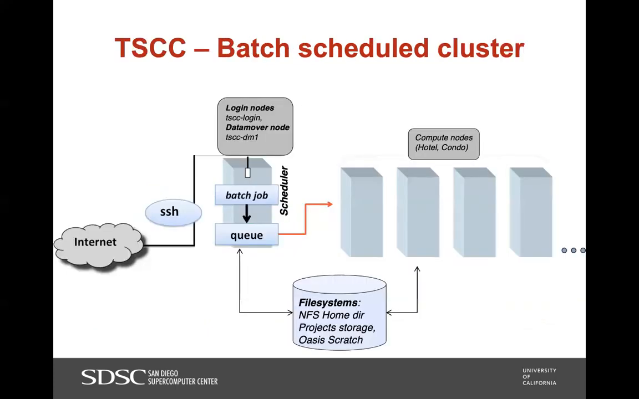Even if you purchase your own Condo nodes, the entire TSCC cluster is a batch scheduled cluster. All your jobs are queued, and the queuing system is handled with the Maui scheduler. The jobs have to be sent to the nodes by the scheduler, and you can write either a batch job or an interactive job, which Mary will cover today. It's not like Amazon where you have an instance and you immediately go and run on it. Here there is a batch job and there is scheduling. It's a scheduled cluster, so I just wanted to point that out.